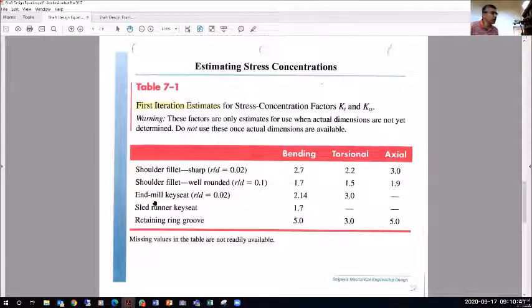We also have stress concentration factors for end mill key seats, when you have a key seat, and a sled runner key seat. And this here is extremely high for a rotating ring groove. We get a KT of 5.0. Again, as you're going to see in the design example that I shared with you, this number changed significantly when we did the exact calculations. But this is for a first iteration estimate.